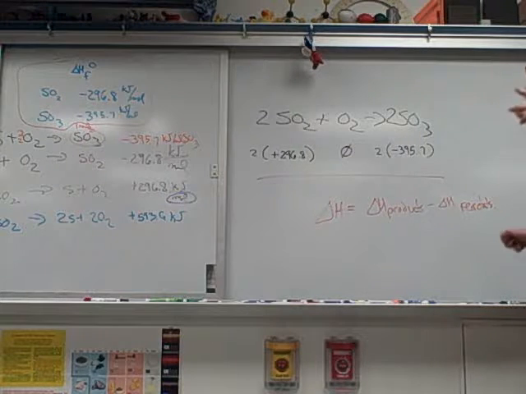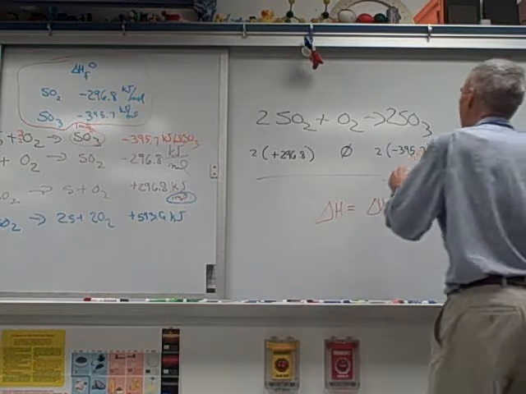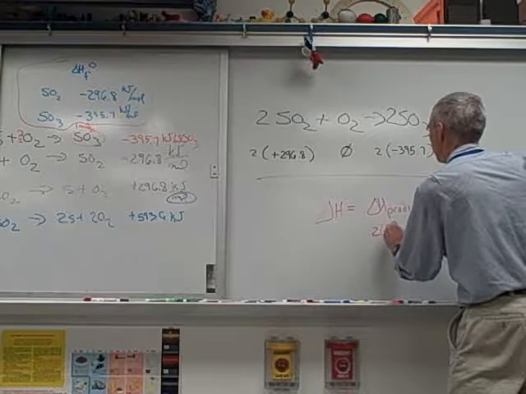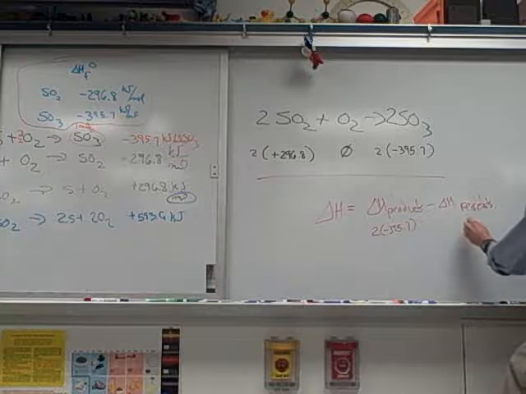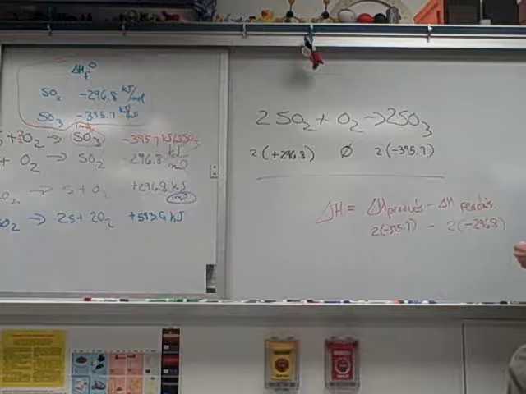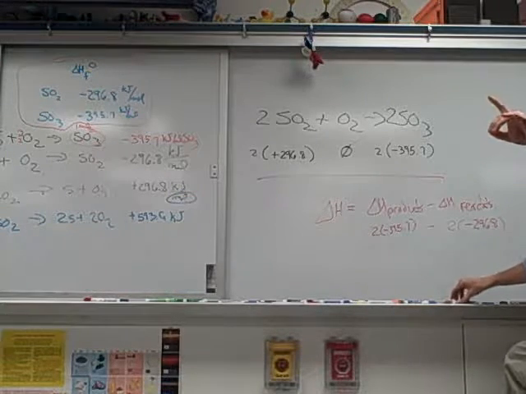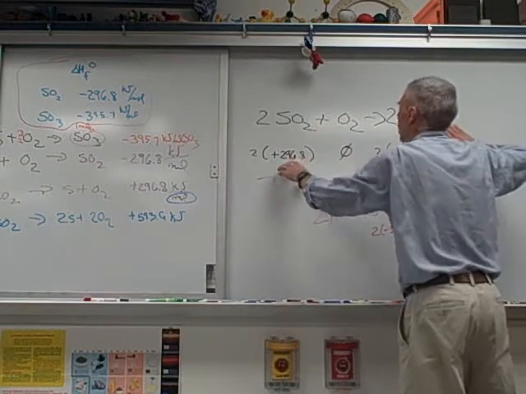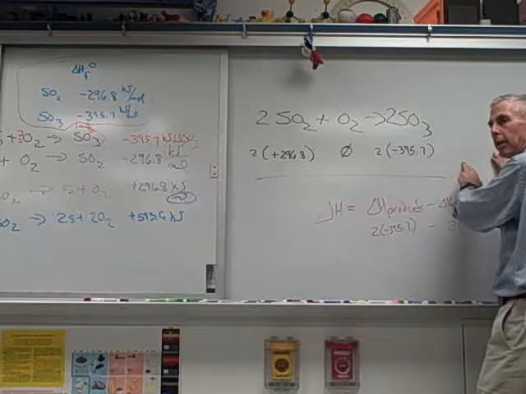Now, here's where you got to be careful. Ready? If you're not listening, listen, or at least watch the video later. The products is going to be 2 times negative 395.7. The reactants, you leave it as is, it's negative 296.8 times 2. The minus then cancels out and makes it positive. See it? Math still works the same, but if you're going to use this method and use logic and flip it and change the signs, you just have to add everything.